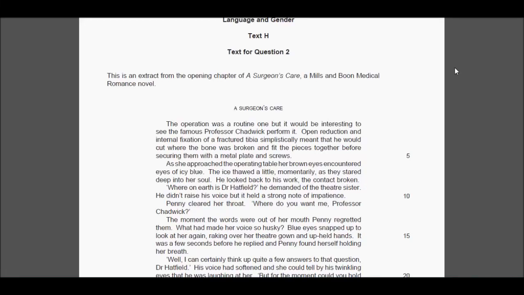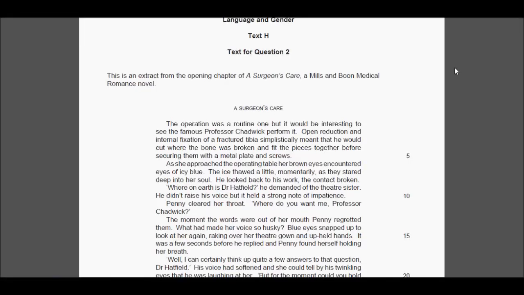This video is designed for Year 12 students studying English language doing the AQA course. In this video I will look at a language and gender question from the summer 2012 paper and show you an exemplar script and then look at the mark scheme and how the script was awarded those marks.